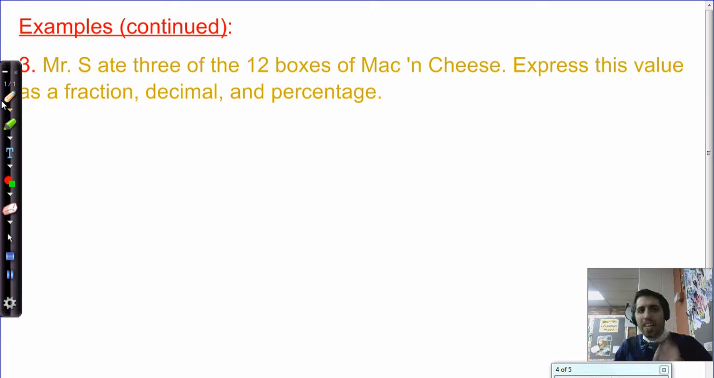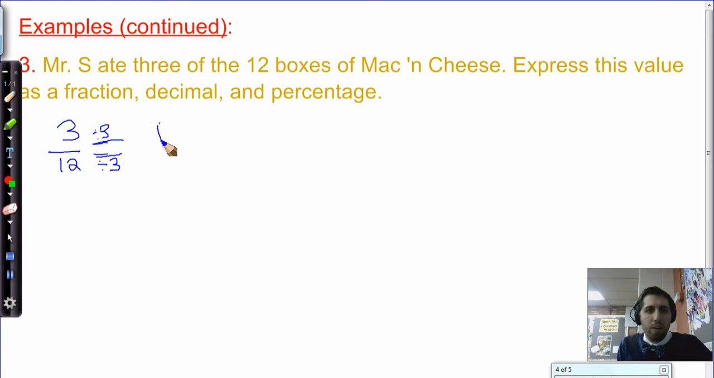Well, I ate 3 of the 12. So I didn't eat everything we have. I ate a part of it. 3 of the 12. Easiest to first write as a fraction. Okay, but we want to simplify it, of course. So we'll say these are both divisible by 3. Divide numerator and denominator by 3, and we'll get an equivalent fraction. What equivalent fraction do we get? We get 1/4.